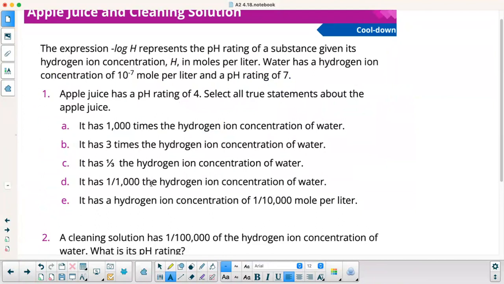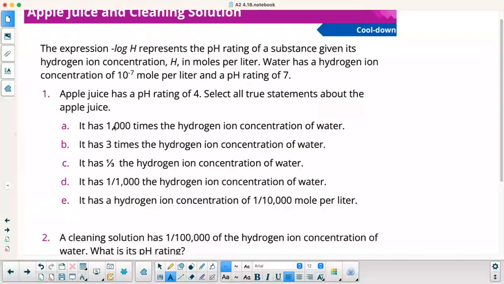All right, the expression negative log H represents the pH rating of a substance given its hydrogen ion concentration H in moles per liter. Water has a hydrogen ion concentration of 10 to the negative 7 moles per liter and a pH rating of 7. Apple juice has a pH rating of 4. Select all true statements about the apple juice.